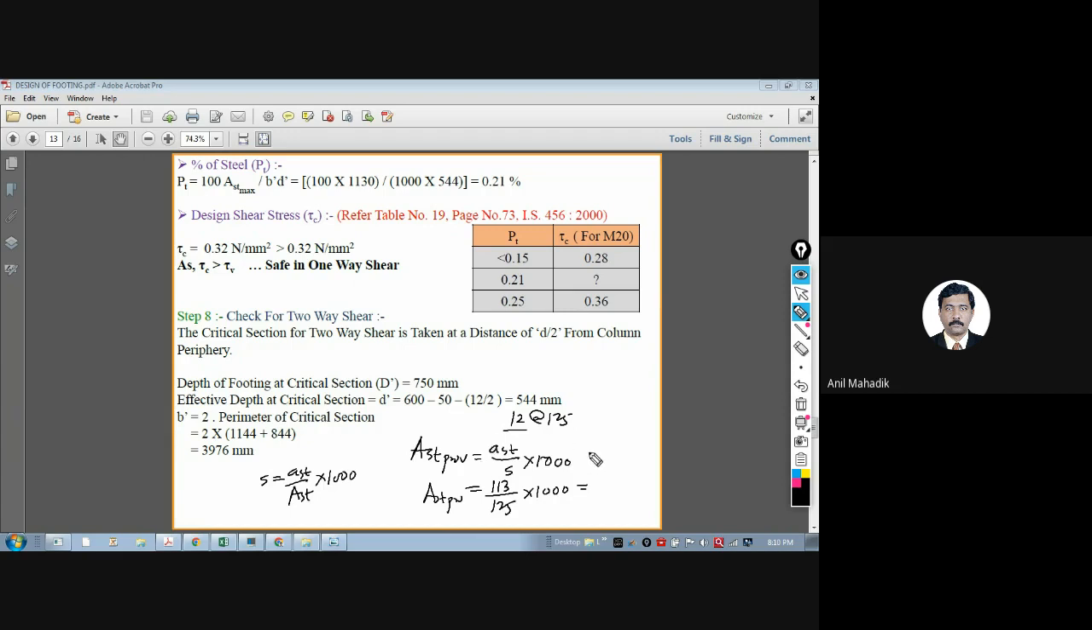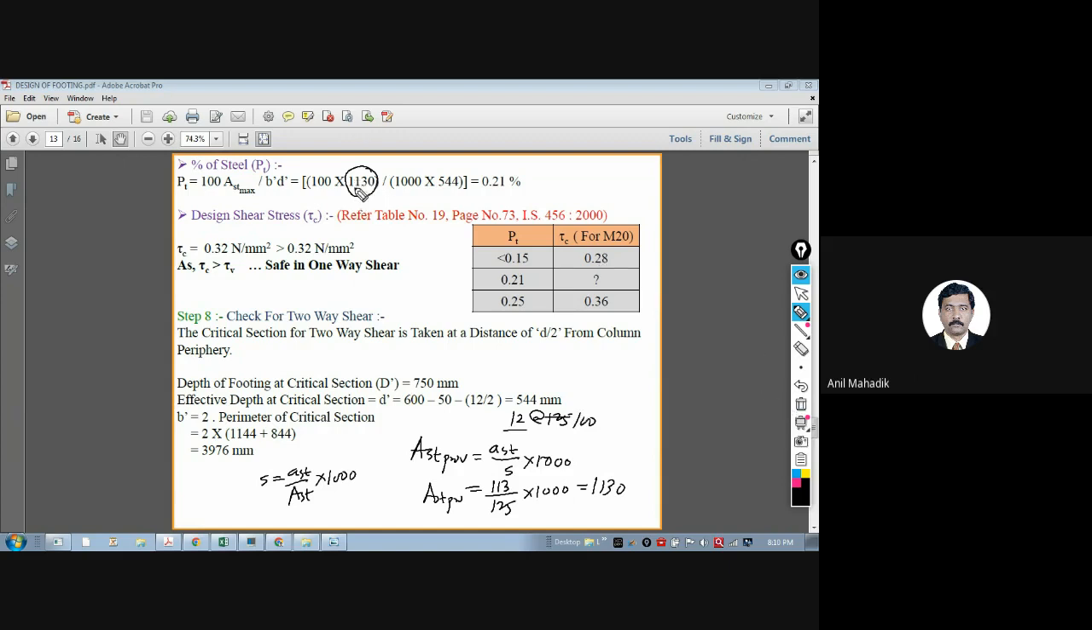Actually, this is not for 125, it is 100. So we have taken 100, I think. Yes, sir. So if you take this as 100, then it will be 113. So this will be 1130. So we have considered that 100. In this case, we need to correct that, I think, for avoiding confusion. But try to understand the concepts.